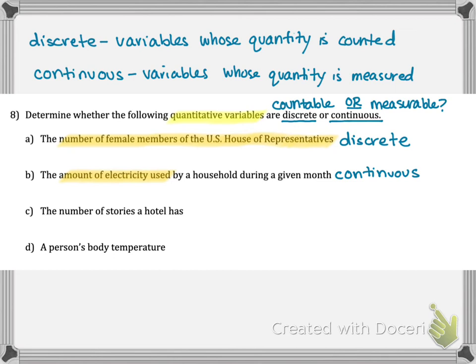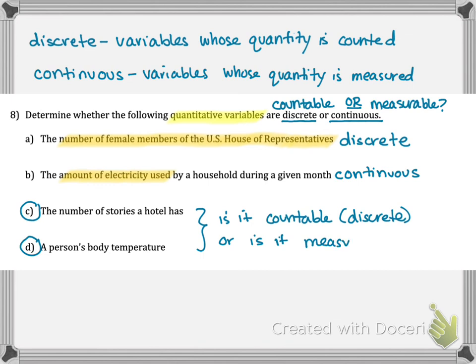Okay, 2 more. I want you to try. The number of stories a hotel has, or a person's body temperature. I want you to think, when you look at these parts C and D, is it countable? That's discrete. Or is it measurable? That would be continuous, where it can take on any value in any interval, okay? Discrete variables are whole number counts. Good luck. I know you can do this.